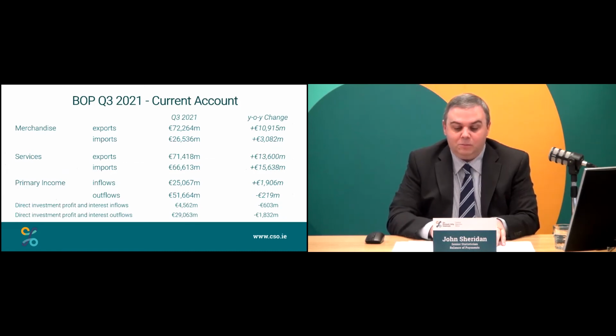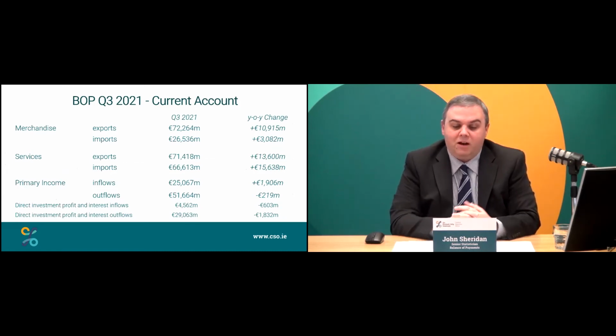Looking at these in a little more detail, we can see our exports of 72.3 billion, which is up 10.9 billion on the same quarter last year. And our imports of 26.5 billion, which are up 3.1 billion on the same quarter last year. So we can see that the increase in the merchandise balance is being driven by increased exports.